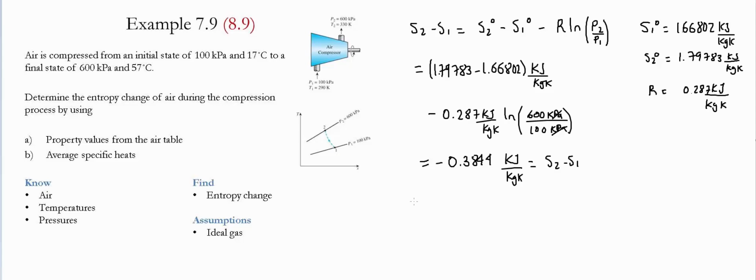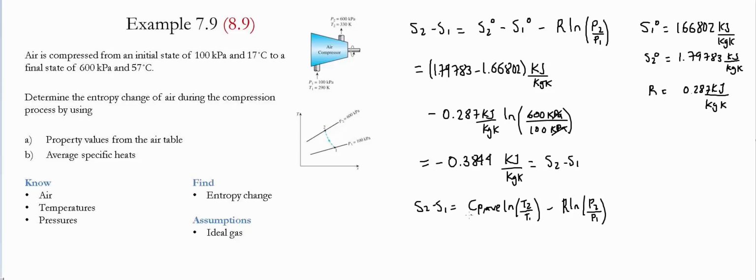and this is basically S2 minus S1, which is the change of entropy in this particular process. For part B, the change of entropy is simply calculated by using the value of Cp average times the natural log of the ratio between the temperatures minus the same component that we have over here, R, natural log of the ratio of the pressures. So now we're going to start with this part.